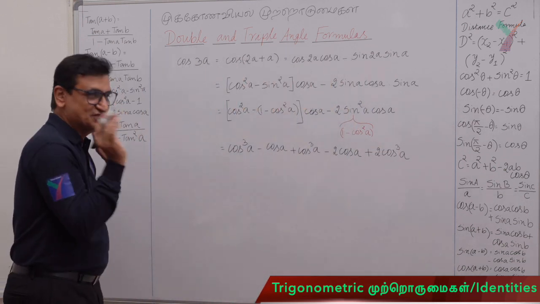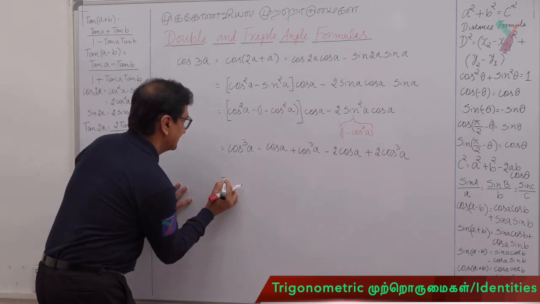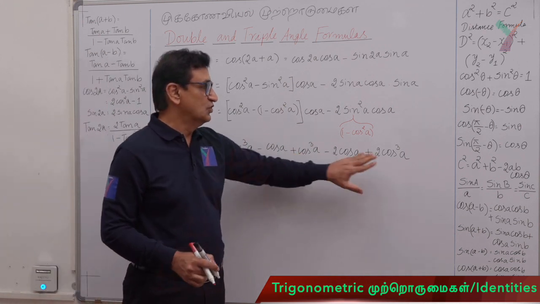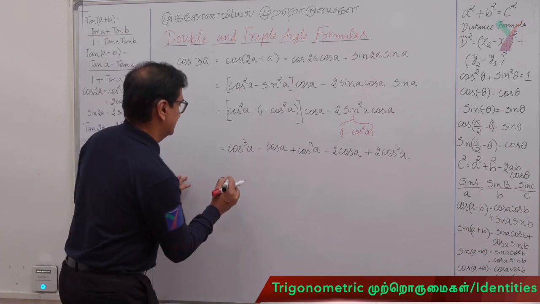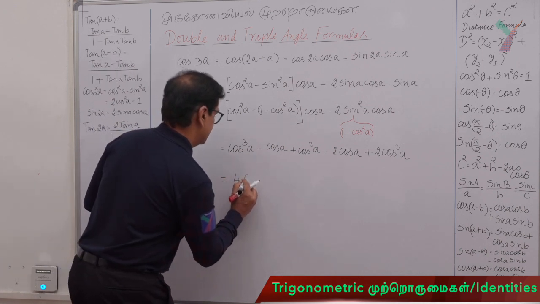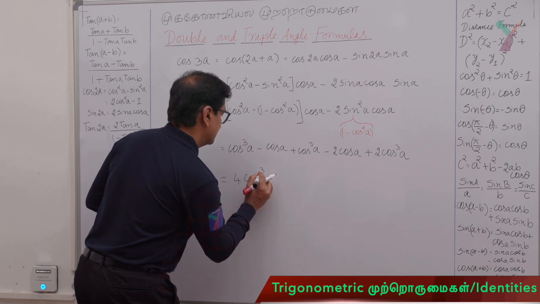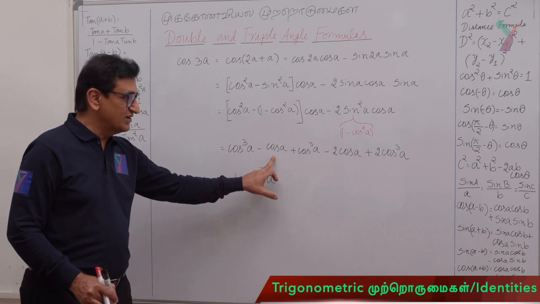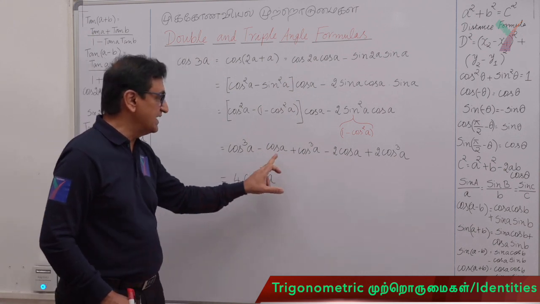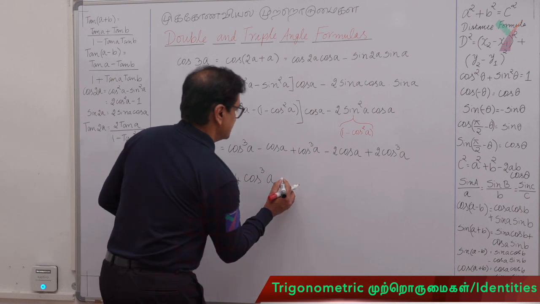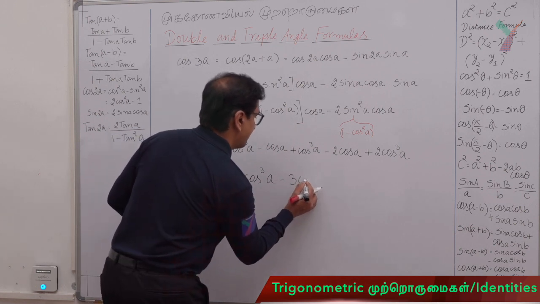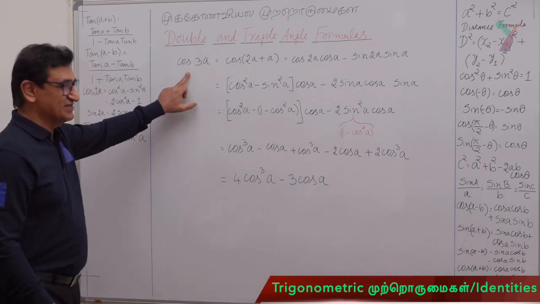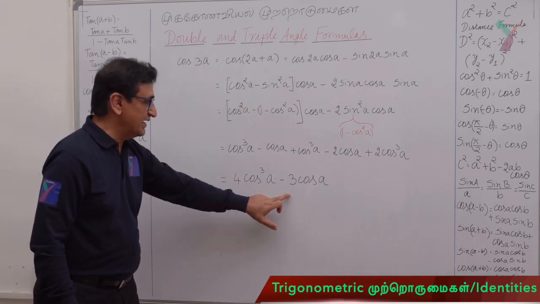Now, we just have to simplify this. Count the cos cube A terms: 1, 2 plus 2, so 4 cos cube A. A term: 1 cos A here, 2 cos A here, so minus 3 cos A. Fun, isn't it? So cos 3A is 4 cos cube A minus 3 cos A.